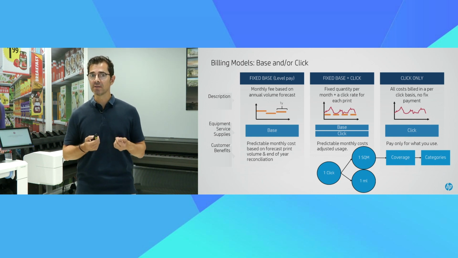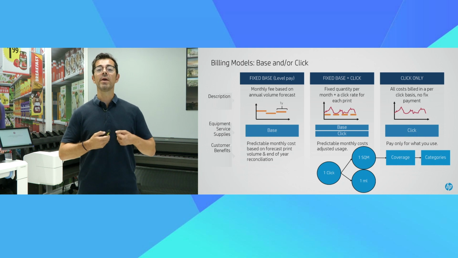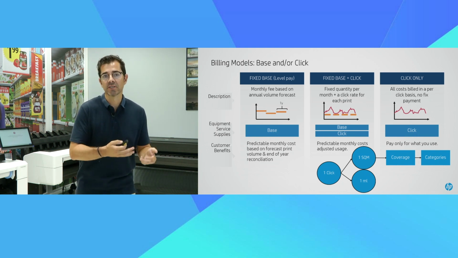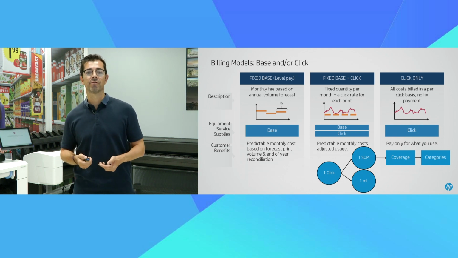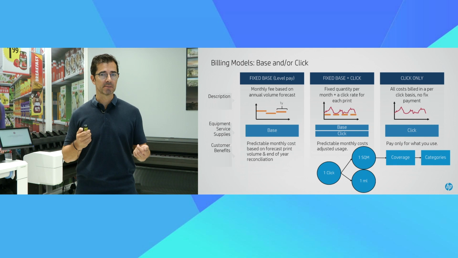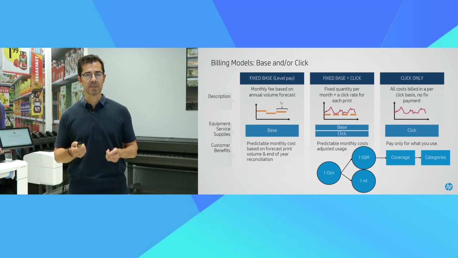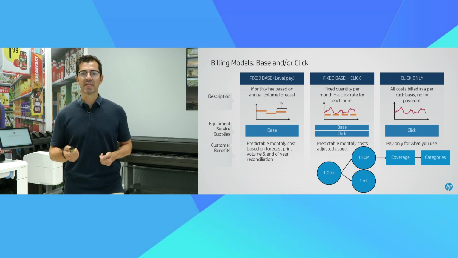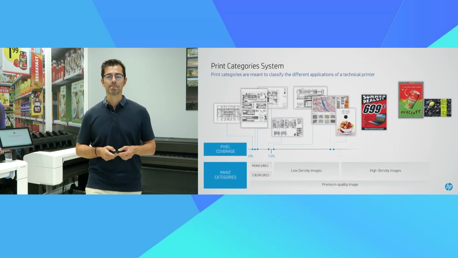So the printer will be reporting to you through PartnerLink how many different print categories or types of application the customer has printed every month. So you can have different click prices by category printed. This somehow manages this situation. Let's understand a little bit more in detail.